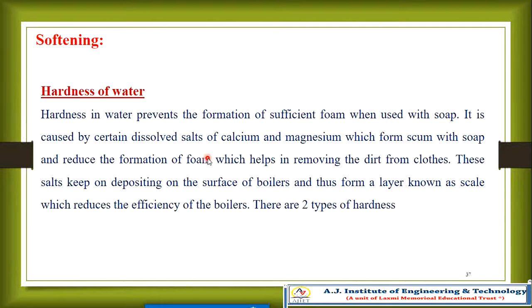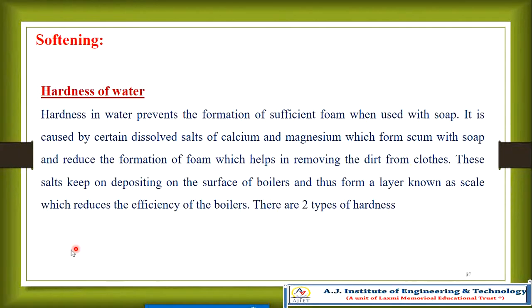Hardness is when water prevents the formation of sufficient foam when used with soap. That is one way we can identify that water is hard. It is caused by certain dissolved solids, like salts of calcium and magnesium, which form scum with the soap and reduce the formation of foam, which helps in removing dirt.